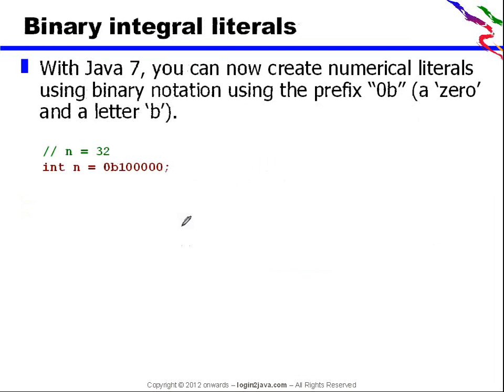Binary integral literals. With Java 7, you can now create numerical literals using binary notation with the prefix 0b. So this is a binary literal with value 32. This has been introduced in Java 7.